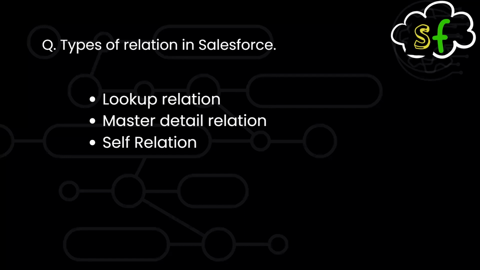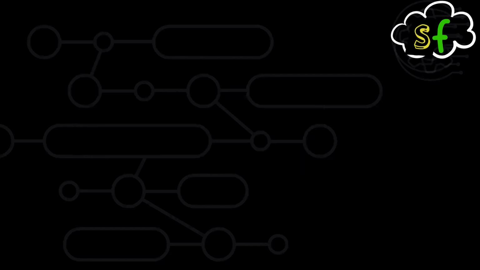And thirdly, we can also make roll-up summary fields in the master detail relationship, but that's not true in the case of lookup relationship. Now, self relationship. A self relationship is a relationship with the object itself. So the relationship with the object itself is called a self relation.